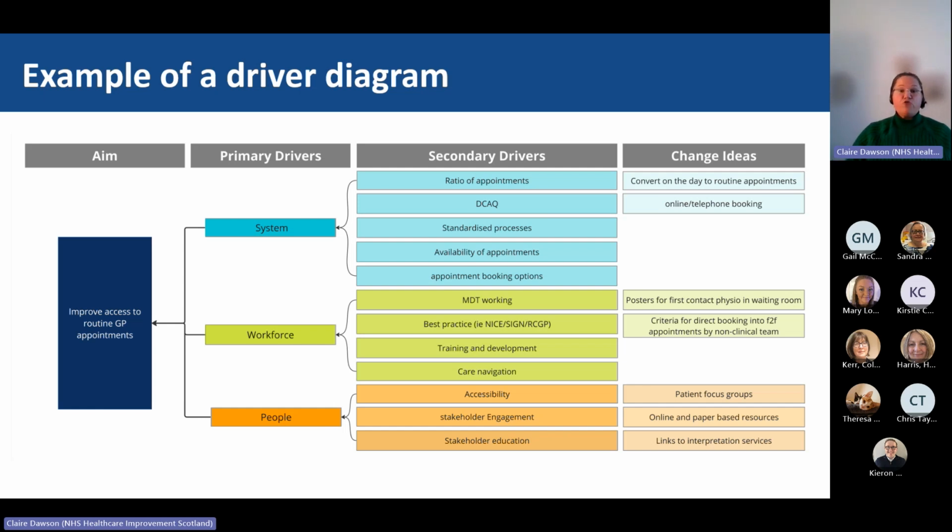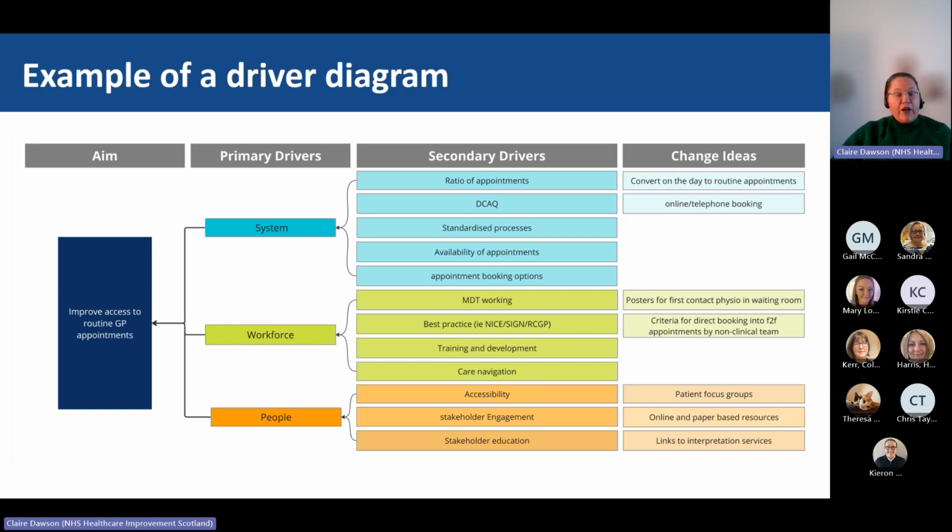As I say, there's no right and wrong. It's just what feels helpful and useful for your context and your team to support your learning, to use as a communication tool, and to help you reflect on where you are as you make progress and keep you focused on your aim. So there we go. That was a quick trot through driver diagrams. Hopefully it just reinforced what you already knew and consolidated your learning, and there was no surprises in there for you.